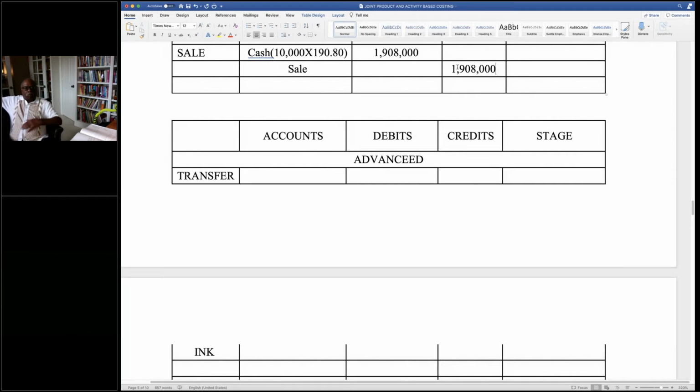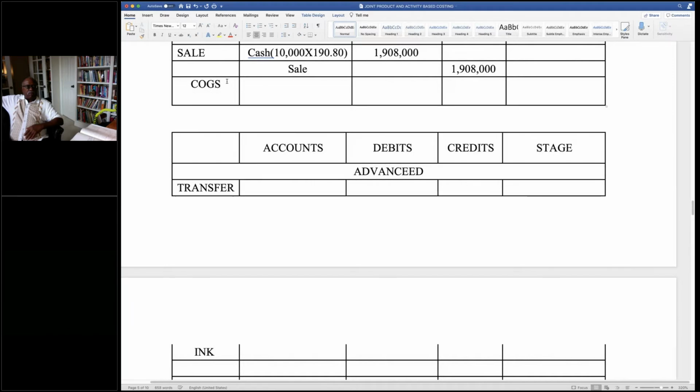All right, and then there's one more journal entry that needs to go in here that's not shown, so we have to create, and this is going to be the cost of goods sold and finished goods, stage 5. So we're going to debit cost of goods sold and credit finished goods.